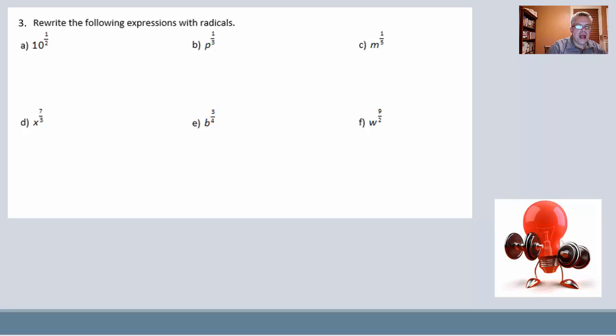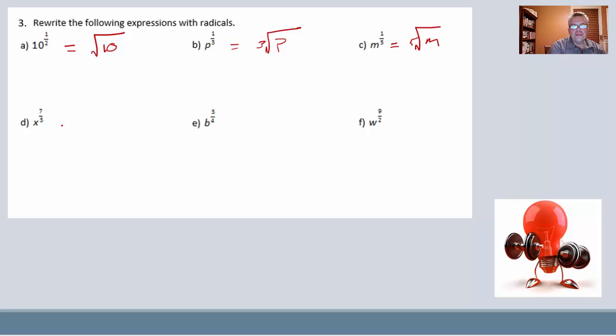So 10 to the 1/2, that's the same as the square root of 10. So notice that the denominator of the fraction becomes the index of the square root. So we could put a 2 there. If we don't put anything there, we assume it's a 2. Okay, so p to the 1/3, that's equal to the cube root of p. m to the 1/5, that's equal to the fifth root of m.